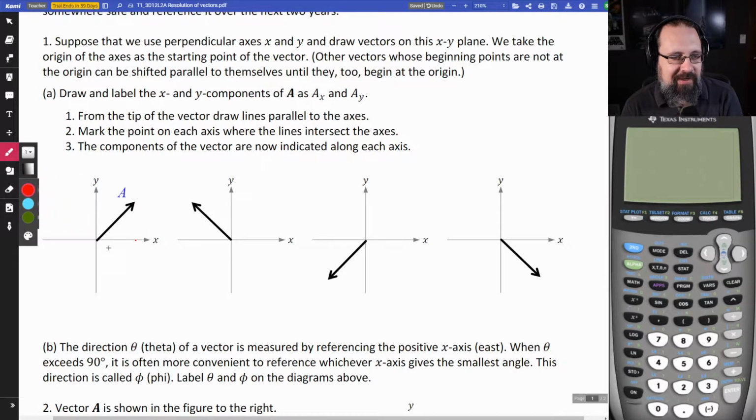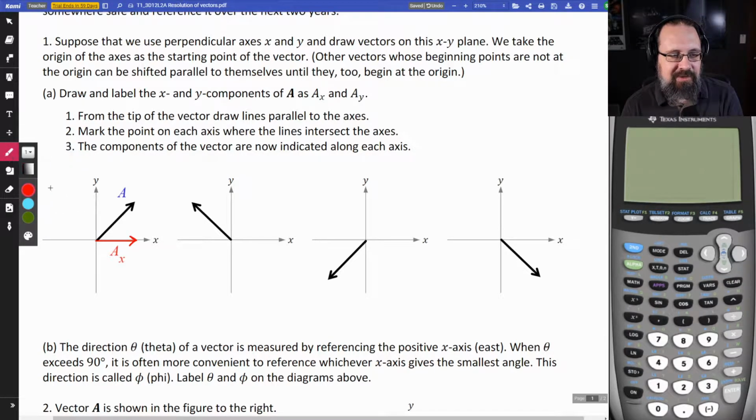And then we can draw a new vector that points this way to that point. And so this vector here, that's A_x. That's vector A subscript x. Remember, hit shift minus, the underscore key, to put the subscript on that vector there. So that's A_x. And then we can do the same thing to find A_y.